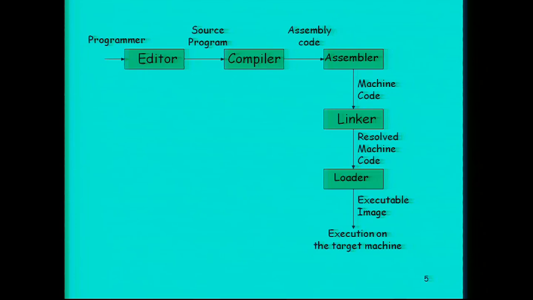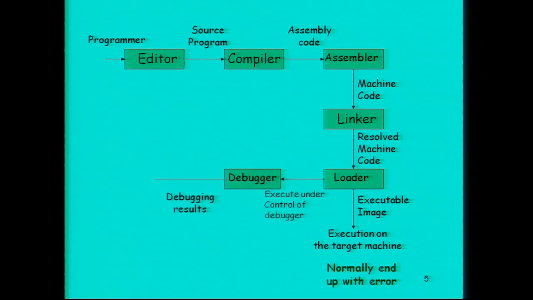And what is the outcome of this execution? When I execute a program, what happens? This is normally what happens: you get an error, you don't get results. Now when you get an error, what do you do? You need to debug your program, so you start using symbolic debuggers. Therefore, the debugger and compiler again have to work together.